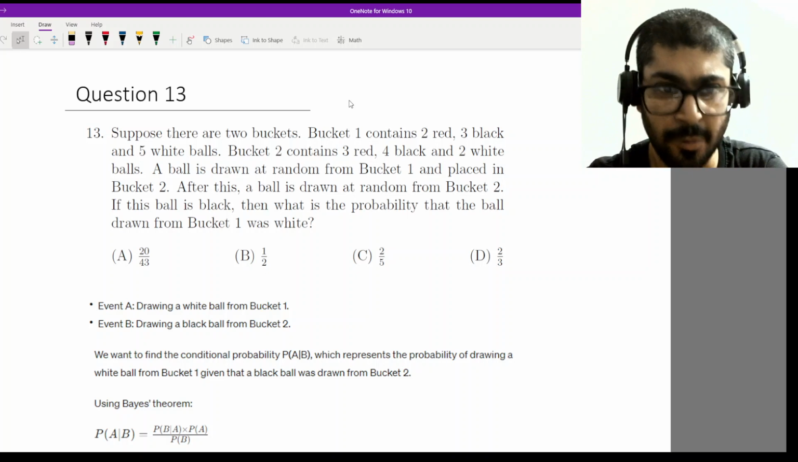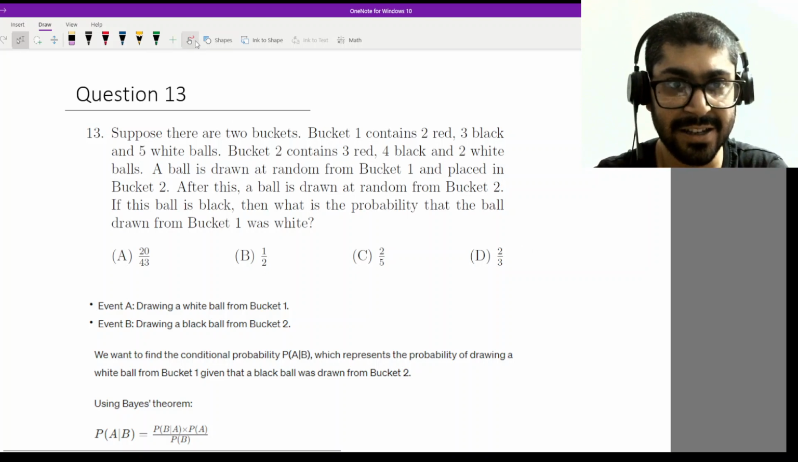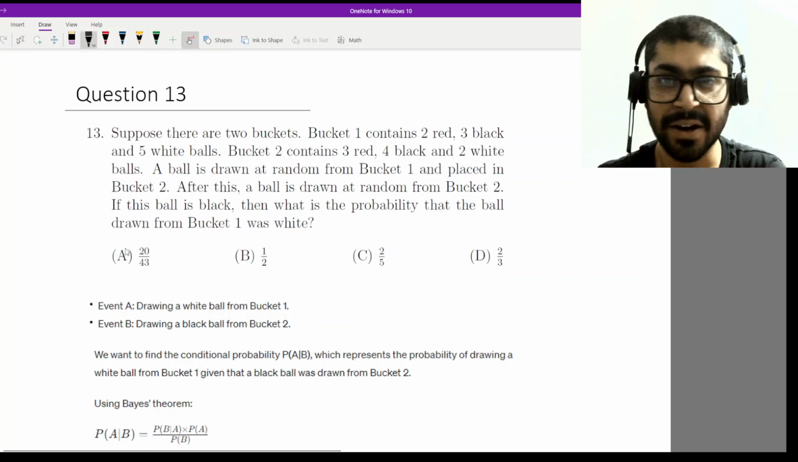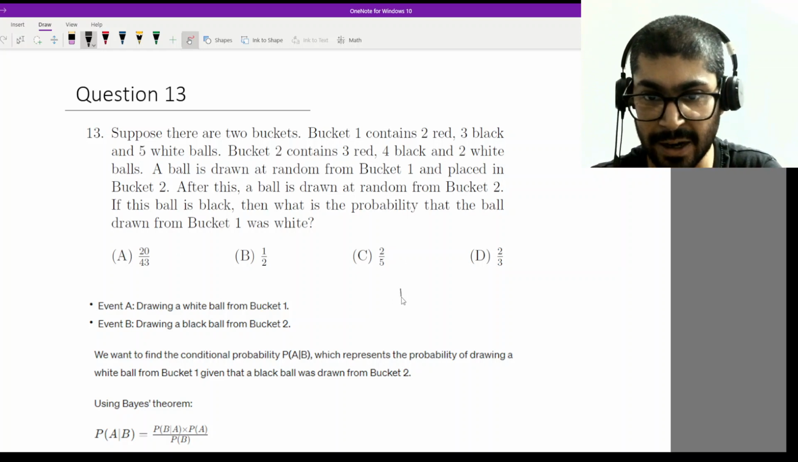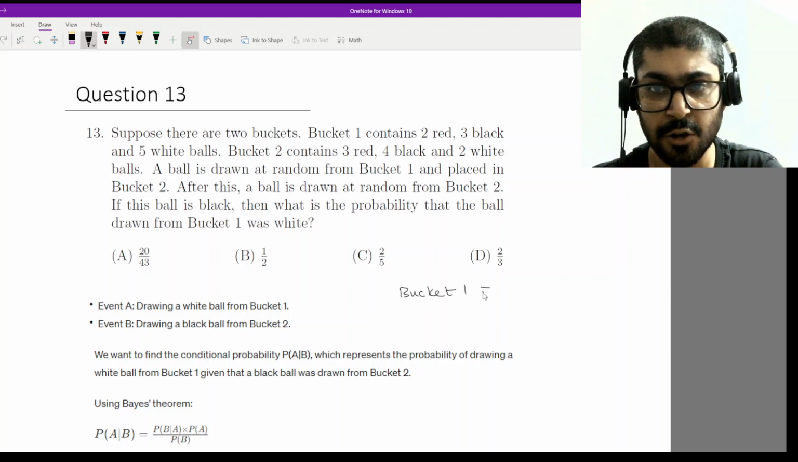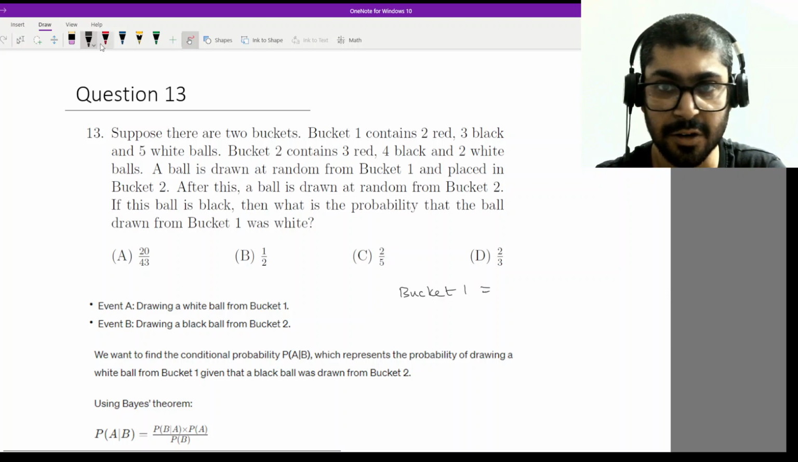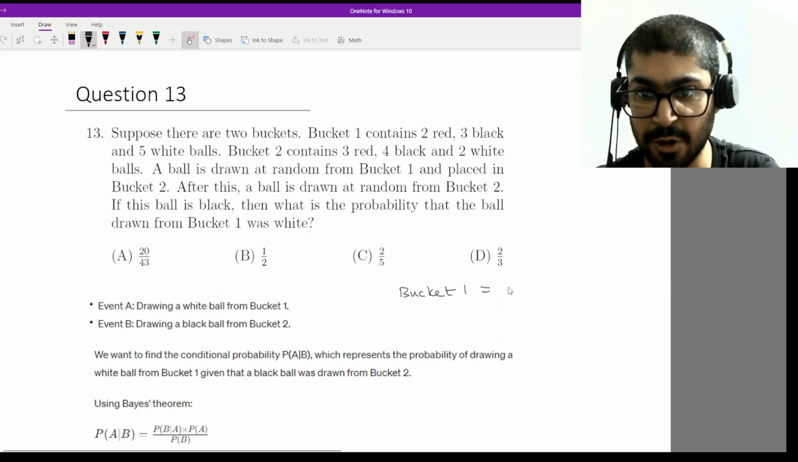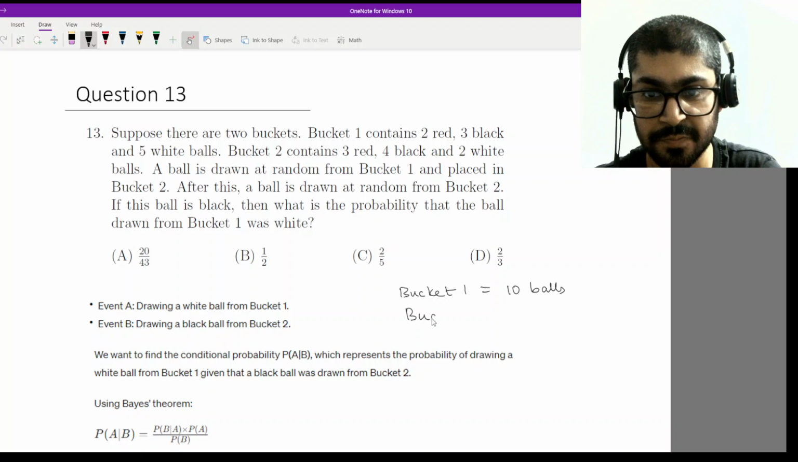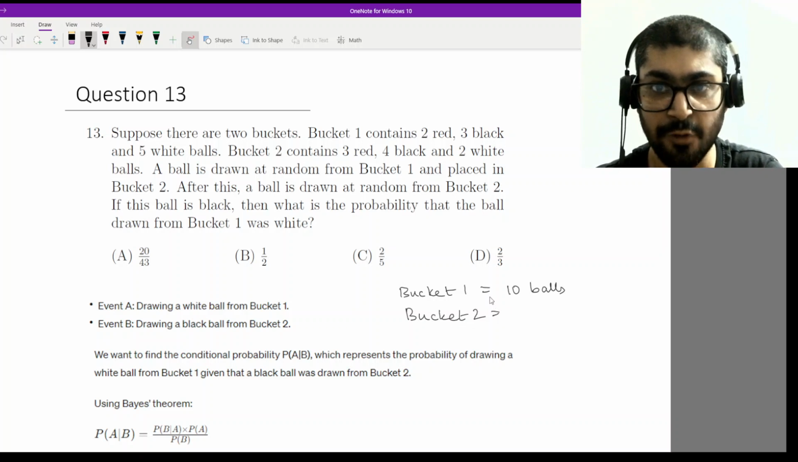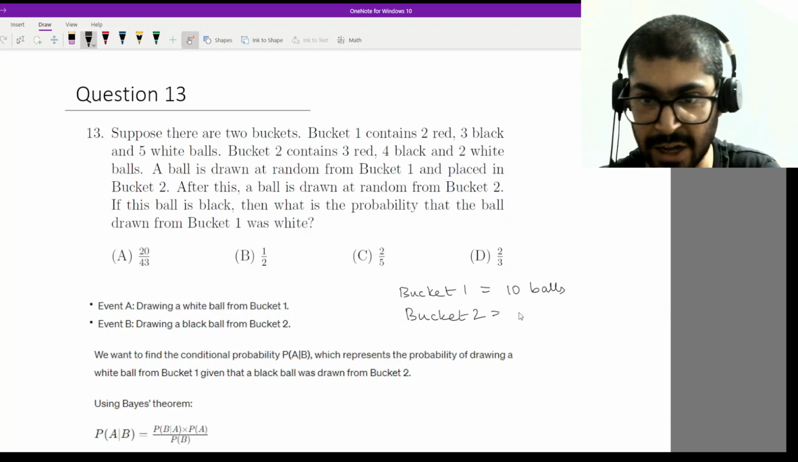Alright, so what do we have in the question? The question says that suppose there are two buckets. Bucket 1 contains 2 red, 3 black and 5 white balls. So bucket 1, how many balls are there? 2 red, 3 black and 5 white, so 10 balls total. And bucket 2 has 3 red, 4 black and 2 white. So 3 plus 4, 7, plus 2, 9 balls.